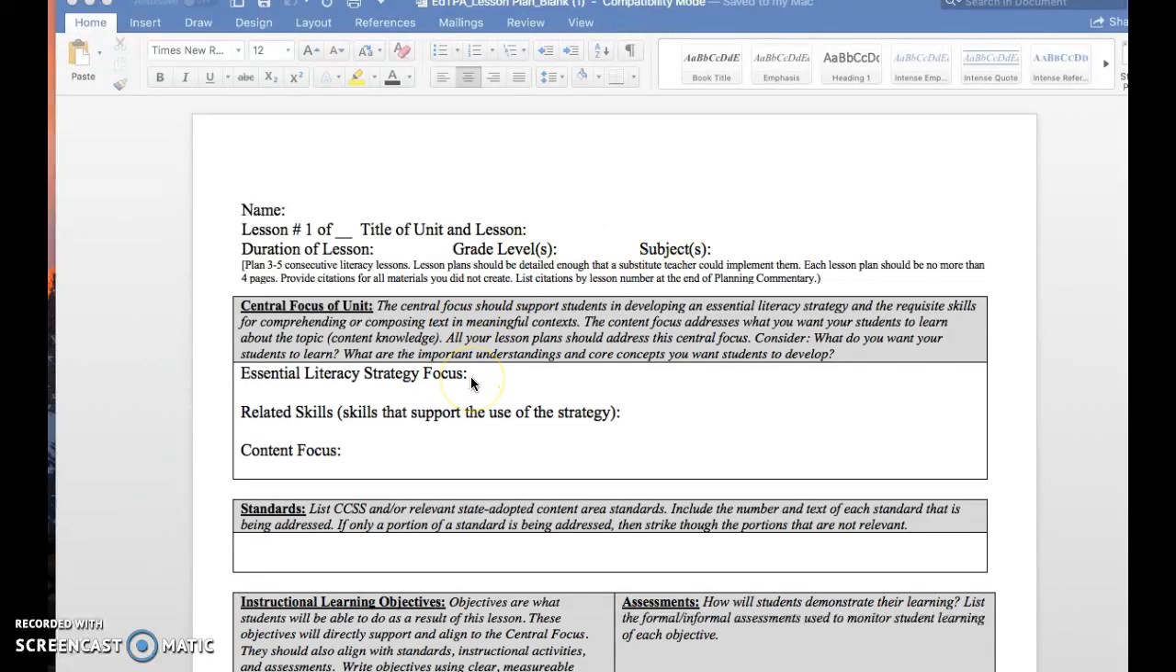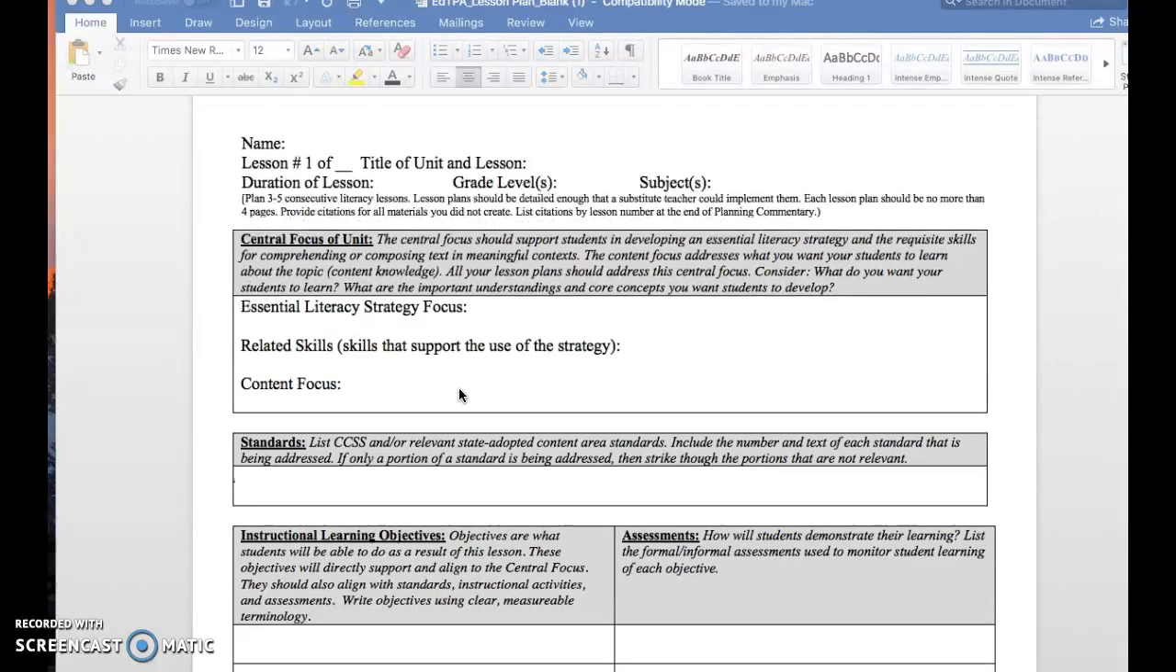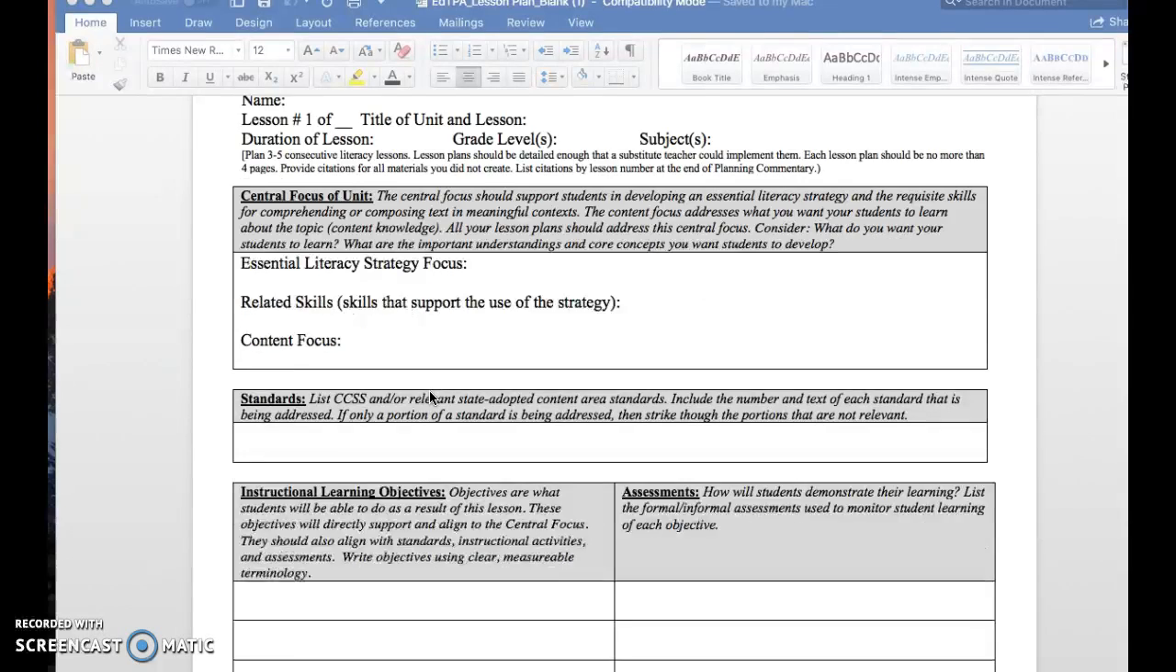So at first there's the essential literacy strategy focus, which is, at the end of my unit, what do I want my students to learn? And then the related skills are what have they learned previously that they will need to understand the essential literacy strategy focus. And then there's the content focus, which certain lesson plans may or may not have.